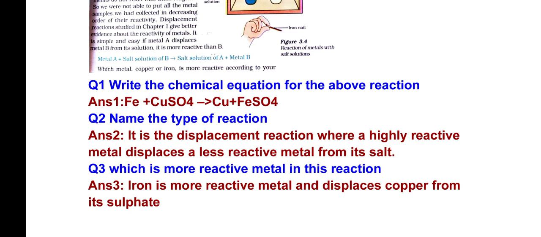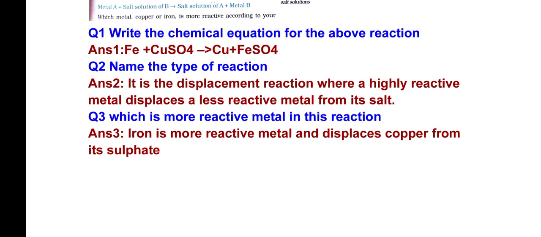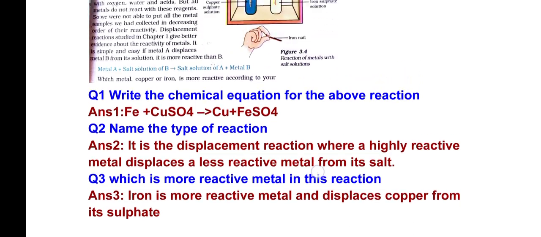Name the type of reaction which is above. It is the displacement reaction where a highly reactive metal, that is Fe, displaces a less reactive metal, that is copper, from its salt, that is copper sulfate solution. Which is the more reactive metal in this reaction? Iron is the more reactive metal and displaces the copper from its sulfate.